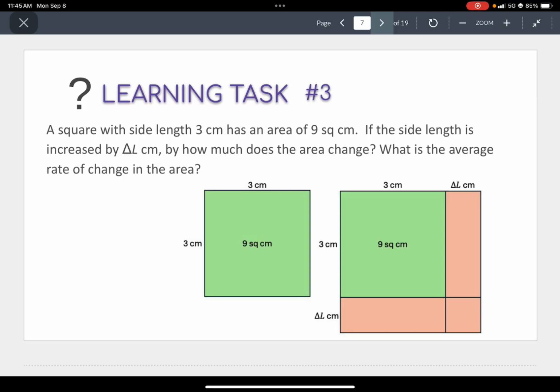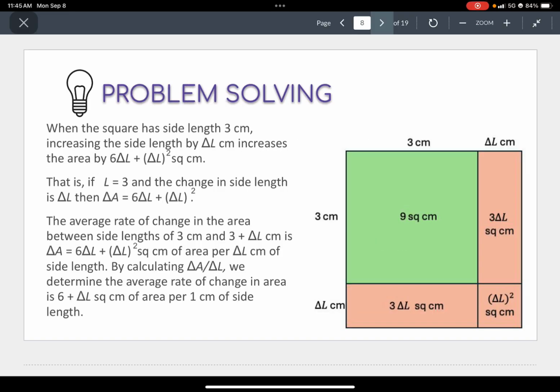The distinction here, though, is that rather than increasing the side length by 1, we're increasing it by delta L, where delta L can be any value. Pause the video here and work the learning task. When a square has side length 3 centimeters, increasing the side length by delta L increases the area by 6 times delta L plus delta L squared square centimeters. Let's see where that comes from.